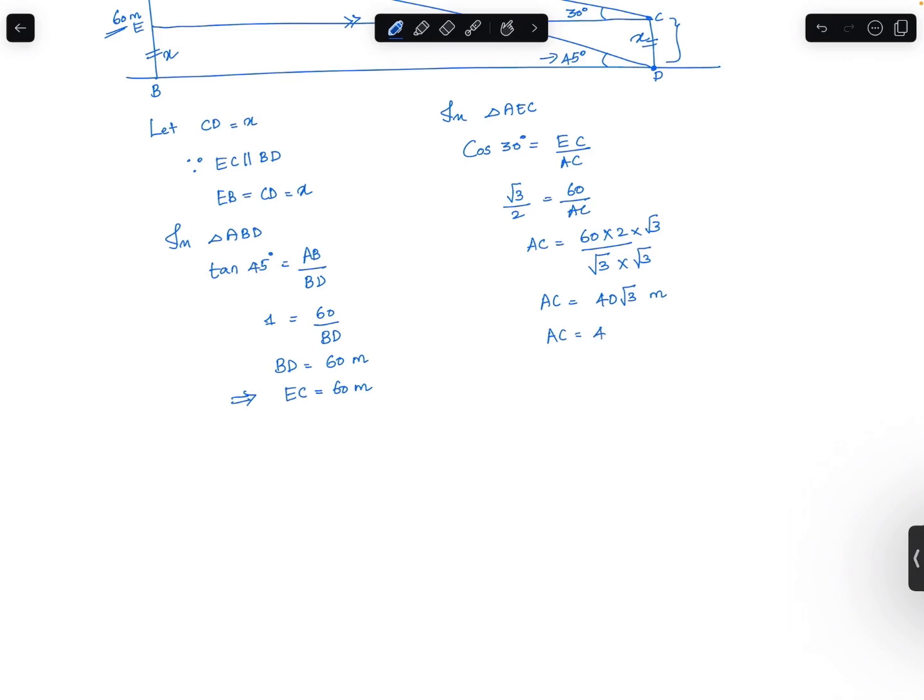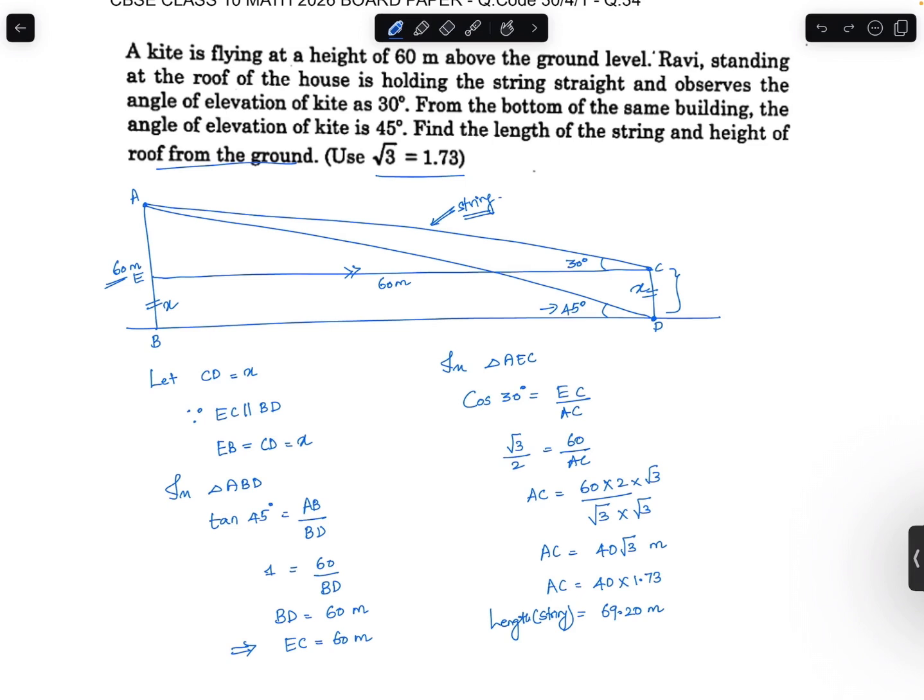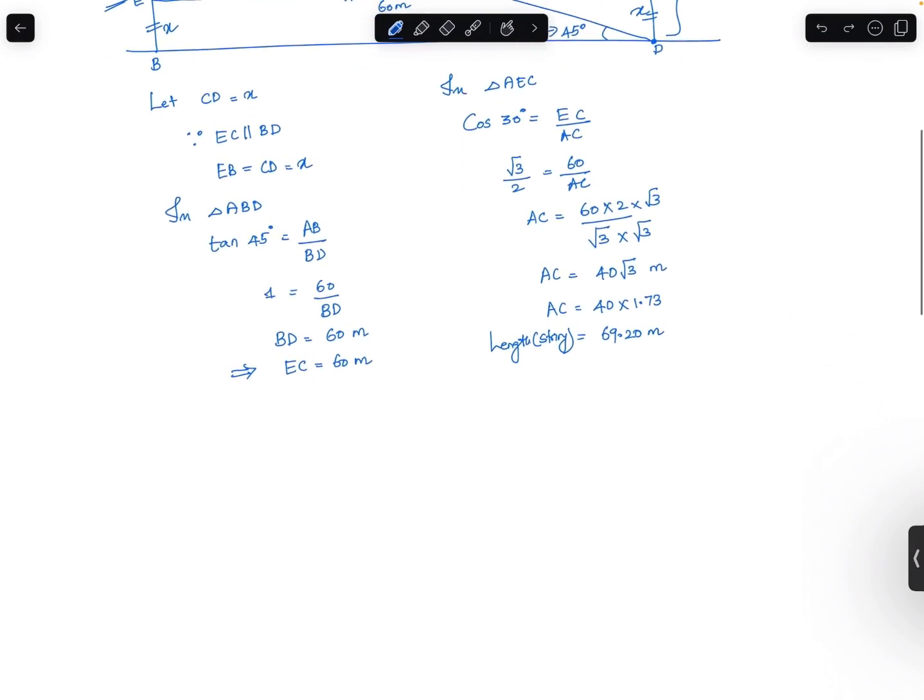AC is 40 times 1.73, which is 69.20 meters. So this is the length of the string. Next, we have to find out the height of the roof from the ground, that is CD. For that also, let us consider this small triangle AEC.